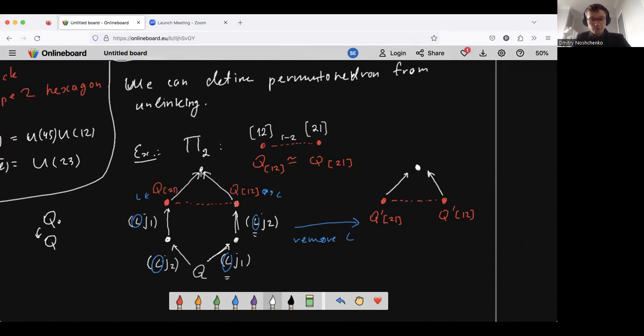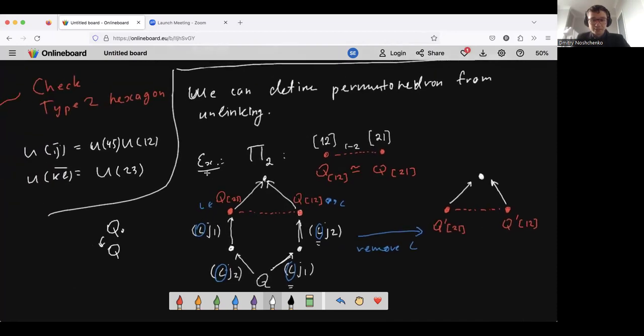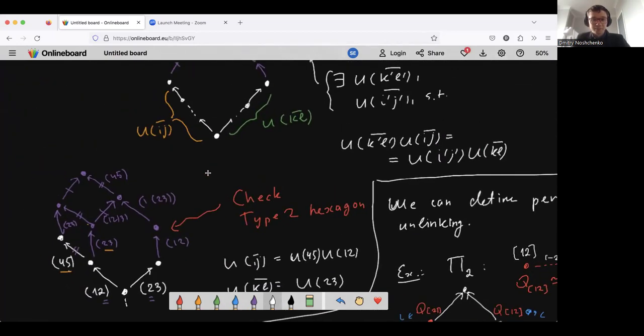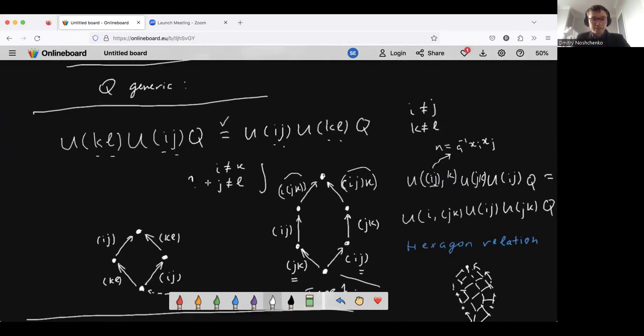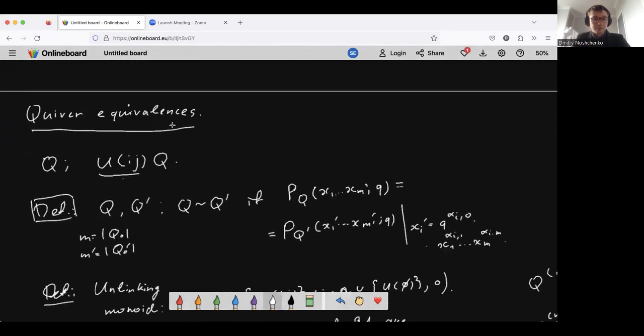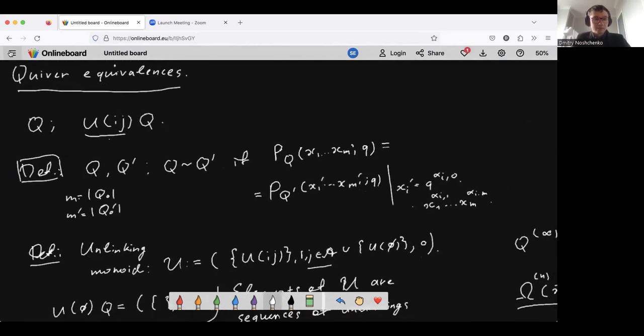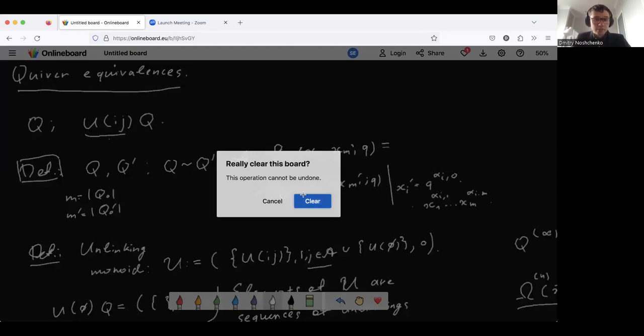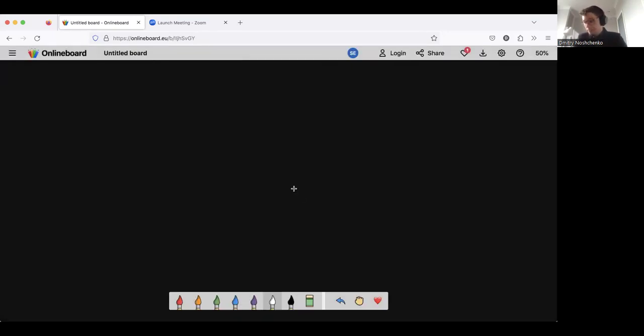So today the plan is to move to knot homologies and to discuss how these permutohedra appear for knot homologies first, and then try to relate them to this more formal algebraic picture from unlinking. Let me perhaps clear the board now and just start. So let's start with the knot-quivers correspondence.